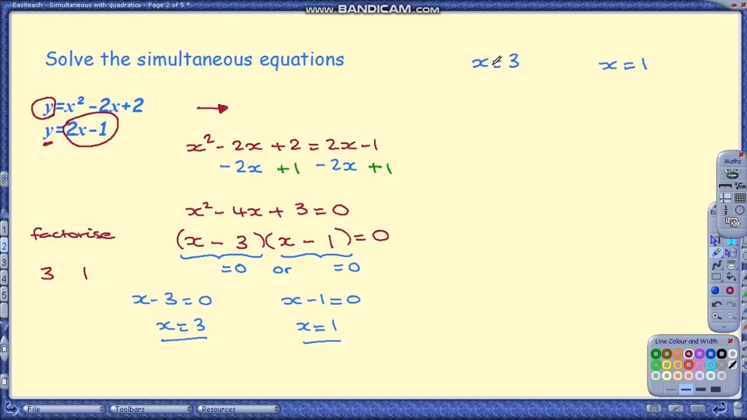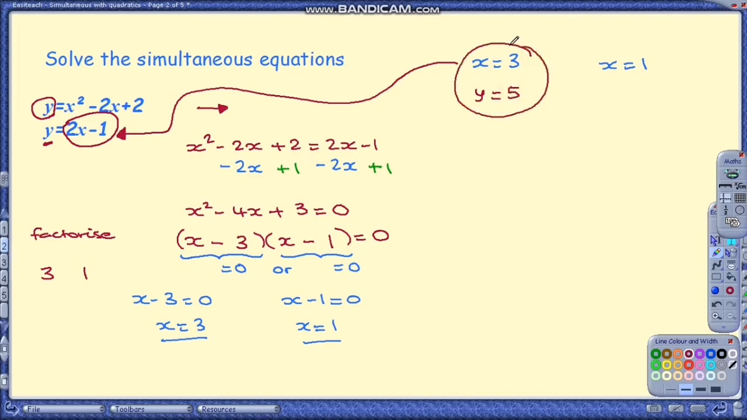So when x is equal to 3, what is the value of y? And I'm going to put that into this equation, because y is already the subject. So y is equal to 2x. And 2x means 2 times x. But what is x? x is 3. So 2 times 3 is 6. Take away 1 is 5. So that's your first set of solutions.